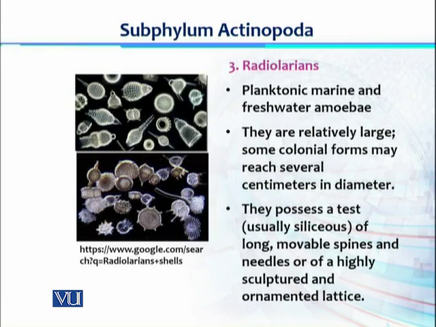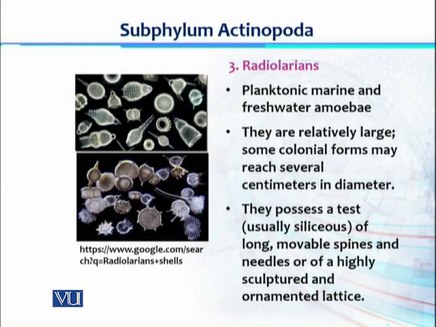Radiolarian is the third superclass of this subphylum. These organisms are planktonic and are present in marine and freshwater environments. Mostly radiolarians are larger in size compared to others, and they can also appear in the form of colonies. So they might be solitary or in the form of a colony. The colonies of radiolarians could be several centimeters in diameter.